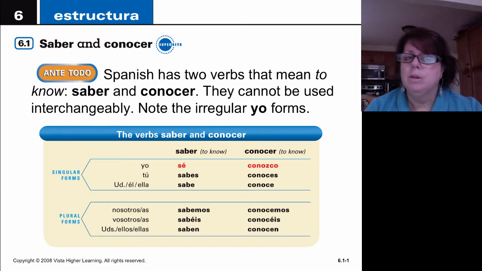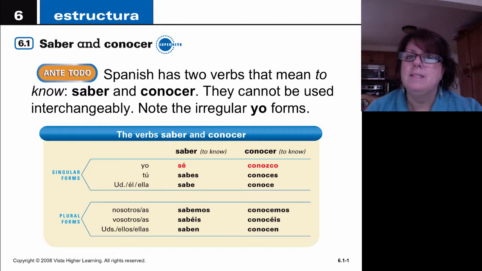Los verbos, como se dicen en inglés, son todos los dos, the verb to know in English. So, now we have to figure out when do we use which one? So, ante todo, Spanish has two verbs that cannot be used interchangeably. So let's look first at actually the forms of the verbs, and you're going to write these into your notes.